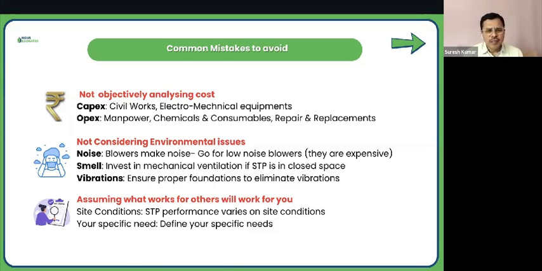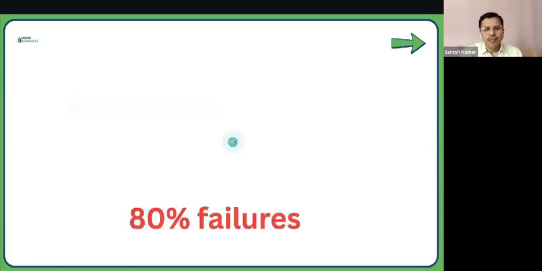But that is an open area. It works in open areas. It cannot work in closed areas where there is no ventilation. If you go and put it at basement level -2 in a multi-storied complex, obviously it is going to fail. So what works for others may or may not work for you. You need to define your own specific need, your own specific site conditions, and understand whether that STP is going to work for you. All right.